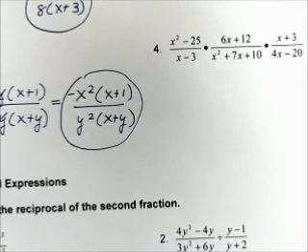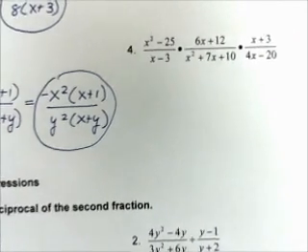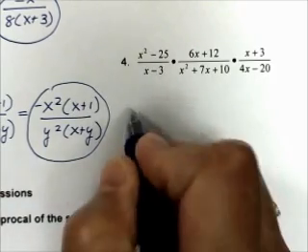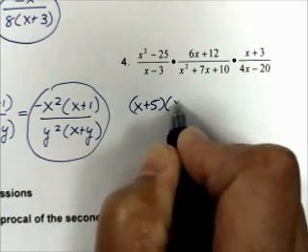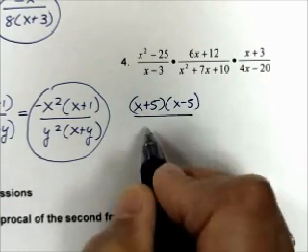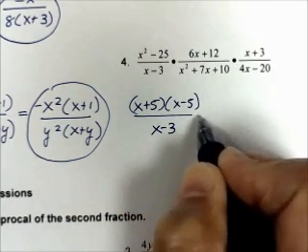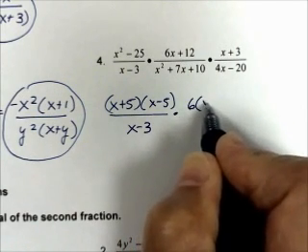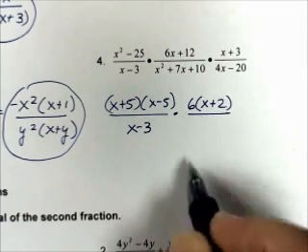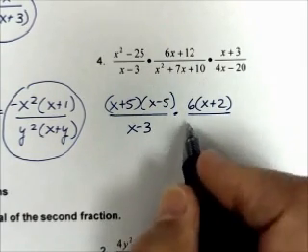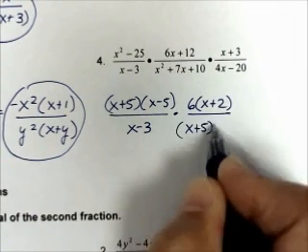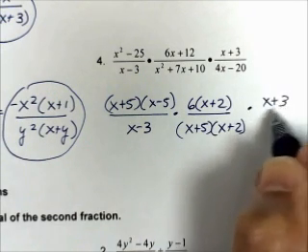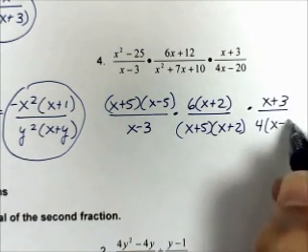Now, number 4, we're multiplying 3 fractions here. So jump right in to factoring. Factoring the numerator, difference of 2 perfect squares, x plus 5 times x minus 5. Denominator, x minus 3 does not factor. Our next numerator, GCF of 6, x plus 2 is the other factor. Trinomial in the denominator, factors of 10 that add to 7, 5 and 2. And our third fraction, numerator does not factor. Denominator has a GCF of 4 times x minus 5.